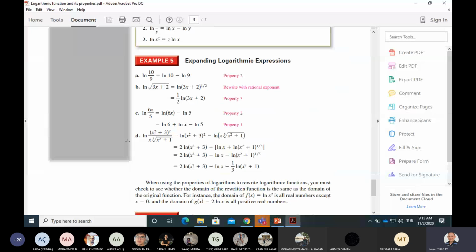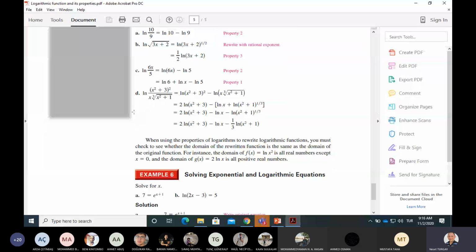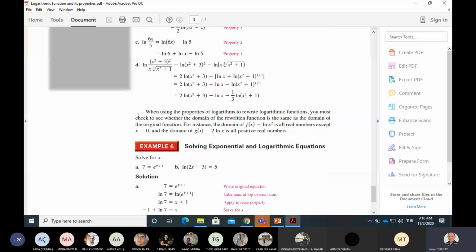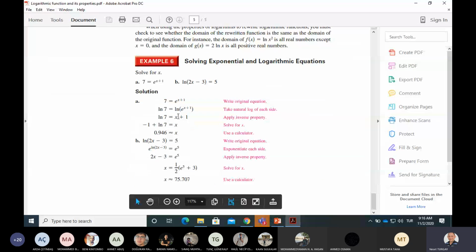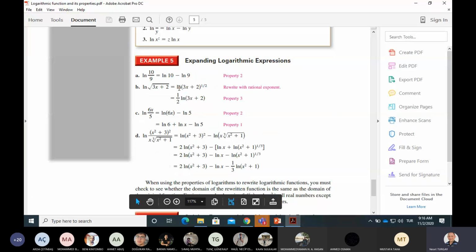Sometimes you are using this property. For example, they ask you the derivative of this one. So you first rewrite this and take the derivative. These are our handy tools to rewrite the ln function in a simpler form. Then you can take the derivative more easily. This example 6 is quite technical. So this example 5 is important to understand the rules.